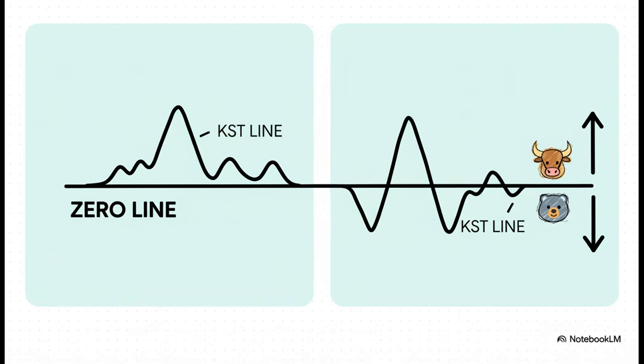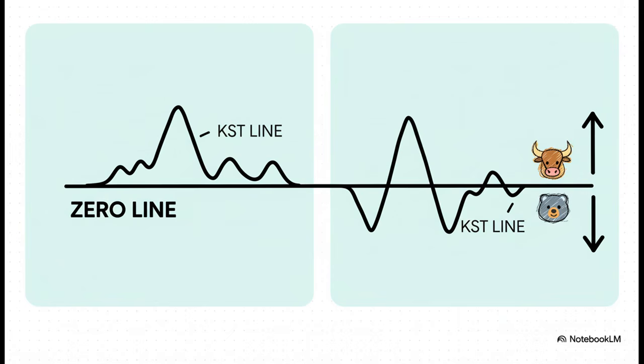Okay, the most basic signal you're going to look for is the centerline crossover. It's super simple. When that KST line pushes up and crosses above the 0 line, that's the indicator telling you that the overall weighted momentum has officially flipped positive. That's a classic bullish signal.